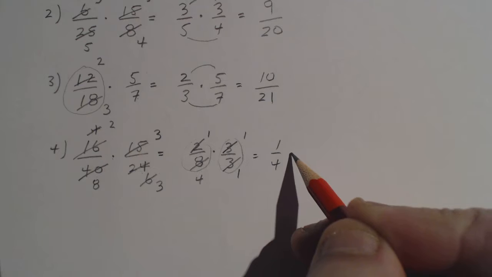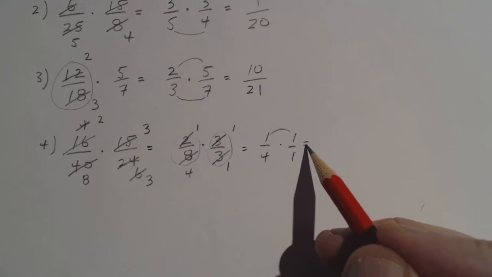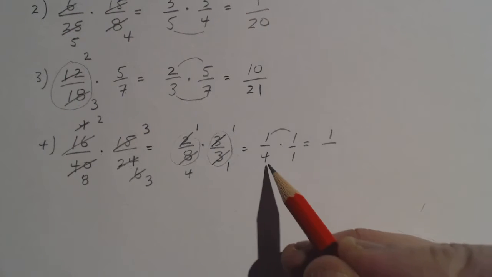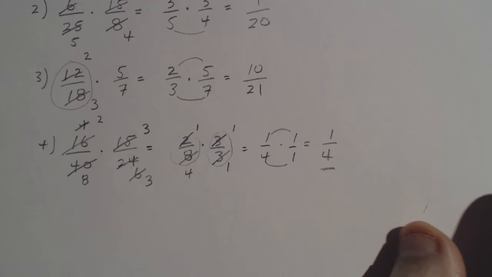1 over 4 times 1 over 1. We multiply the two numerators, of course, you get 1 times 1 is 1, 4 times 1 is 4, and that is our final result, 1 over 4.